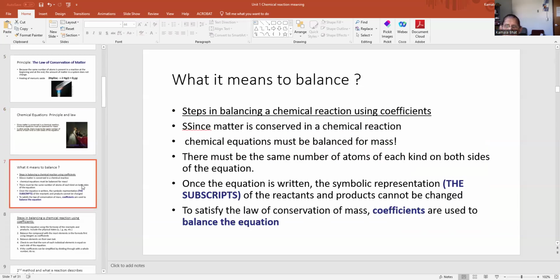Now, what it means to balance and what are the steps involved in balancing the chemical reaction? Since matter is conserved in a chemical reaction, chemical equations must be balanced for mass. There must be the same number of atoms of each kind on both sides of the equation. Once the equation is written, give the symbolic representation. The subscripts of the reactants and products cannot be changed. To satisfy the law of conservation of mass, coefficients are used to balance the equation.